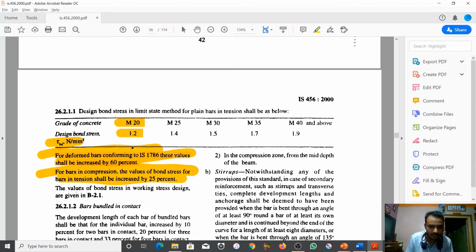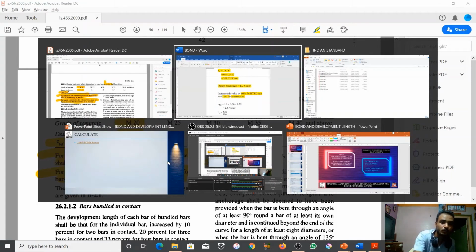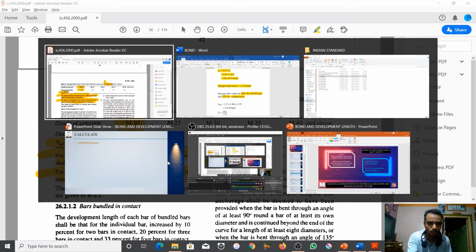This table is given only for tension. So by this table we can find these two values, 60% and 25%. So we have to add 60% in the tension zone.